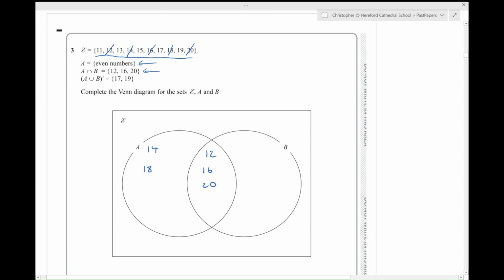Right, so A is all even numbers, correct. A intersection B is 12, 16, and 20, correct. Now, what does this mean? A union B, well, that's the ones in A and B, A or B, across A and B there, but not those. Aha, so 17 and 19 are not in A or B, so they're there. So I'll cross those off my list, which leaves me just with this area here. And so 11 must be there, 13 must be there, and 15 must be there. That's 11, 13, and 15. And that's the Venn diagram complete.